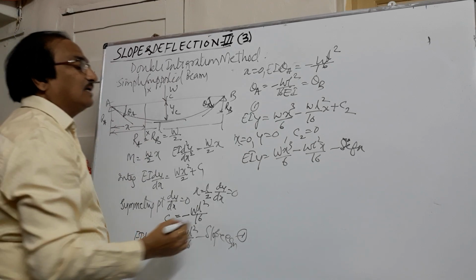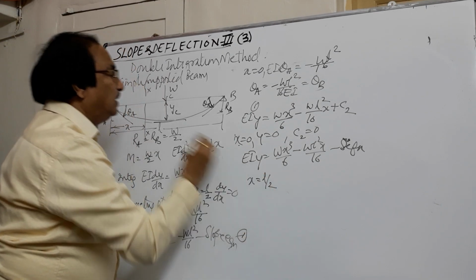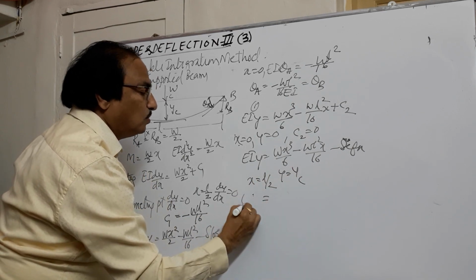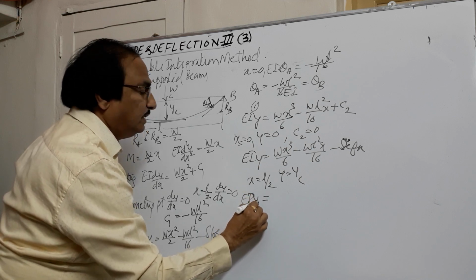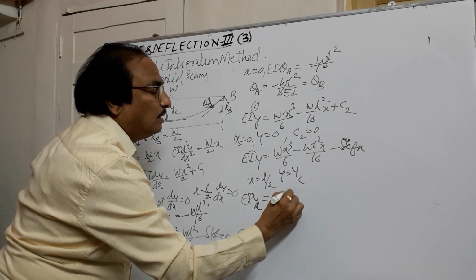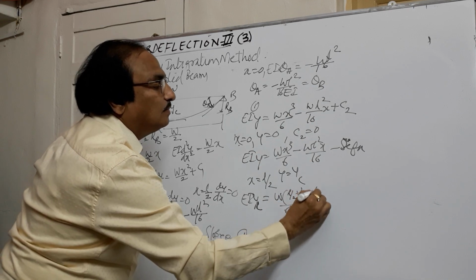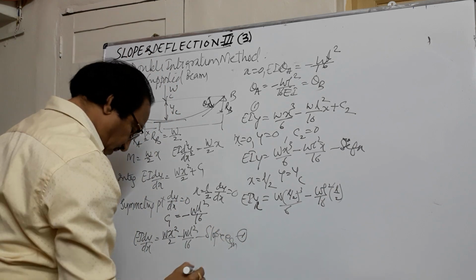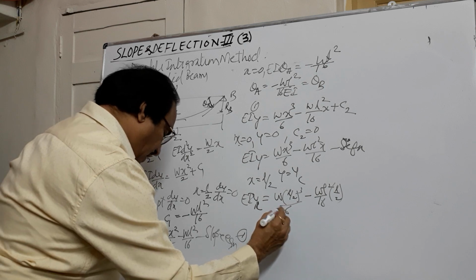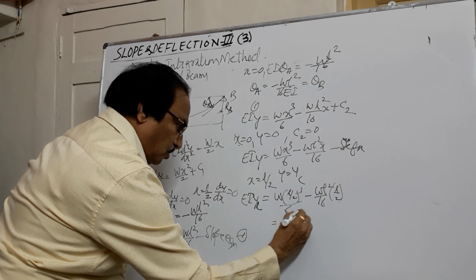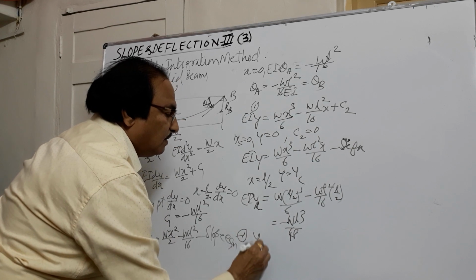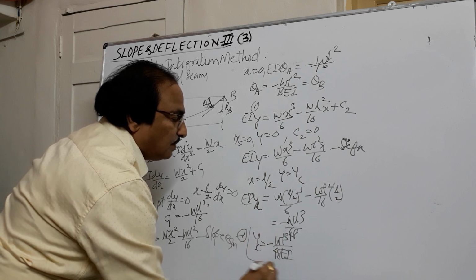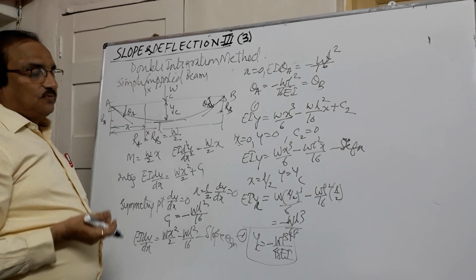So we want to find out the maximum deflection. When x is equal to L by 2 here, y will be equal to yc. If I substitute that here, EI into yc is equal to W into L by 2 cube by 6 minus WL squared by 16 into L by 2, and if you simplify this, you get minus WL cube by 48. So yc will be equal to minus WL cube by 48 EI. It is minus because it is deflecting down. Upward deflection we take as positive.